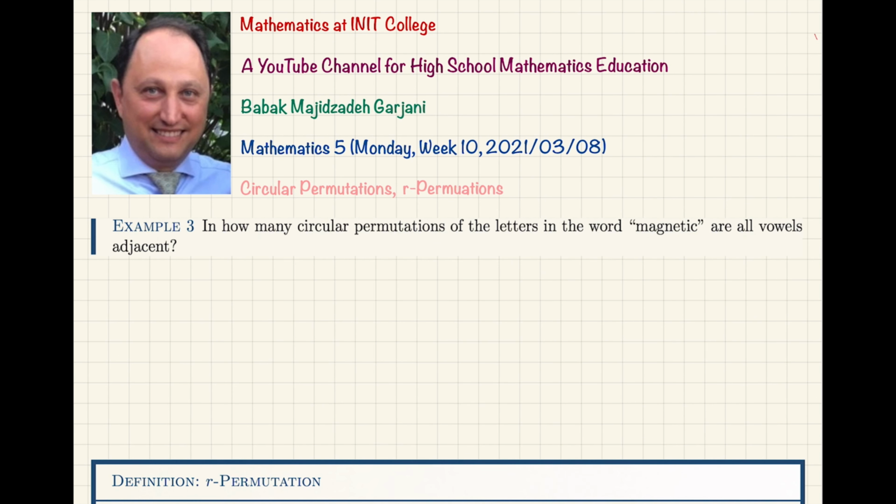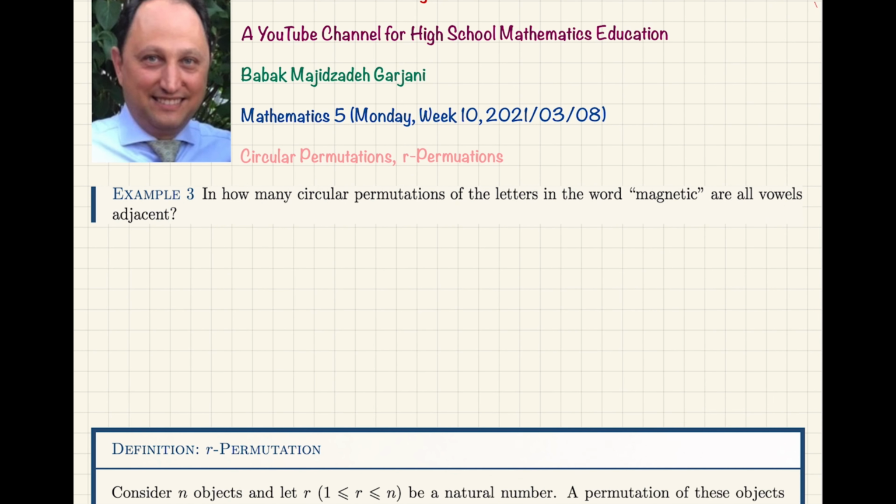In how many circular permutations, and when I say circular permutations, it means that I am interested in circular permutations, of the letters in the word magnetic are the vowels adjacent? Okay, so how should I solve this problem? Do you have any idea? So let me write the letters. I have magnetic, so these are consonants, N and T and C, and the vowels are A, E, and I. So I want to have them in one box, yes?